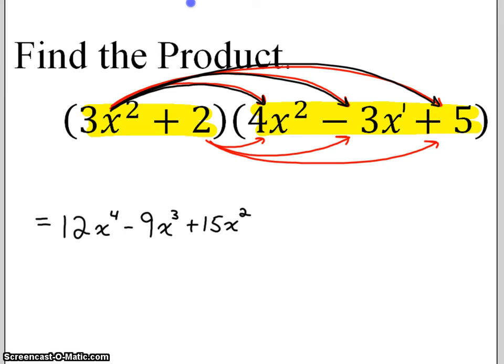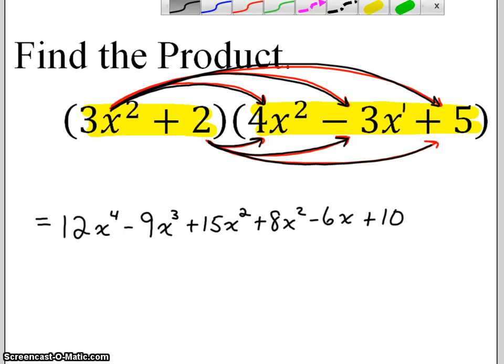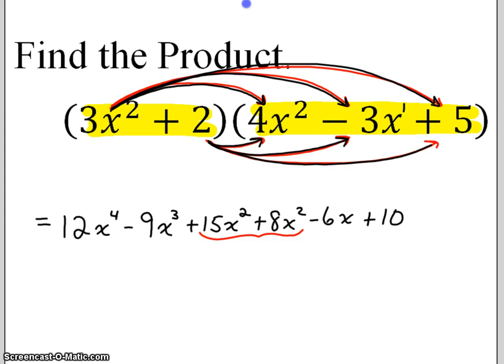Okay, now 2 times 4x squared, so now we're working on this one. 2 times 4x squared is plus 8x squared. 2 times negative 3x becomes negative 6x. And 2 times positive 5 is plus 10. And now we just have to group any like terms that we see. And it looks like I only see like terms right here in the middle. Everything else does not have another term like it.